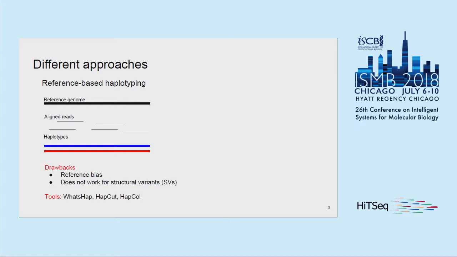Here you are given the reference genome and the reads from the target genome. Then you align these reads to the reference genome and partition the reads into two sets to get these two haplotypes. The main drawback of this approach is that since there is a reference genome involved, it leads to a reference bias, and it does not work for structural variants. There are tools for reference-based haplotyping such as WhatsHap, HapCUT, and HapCall.